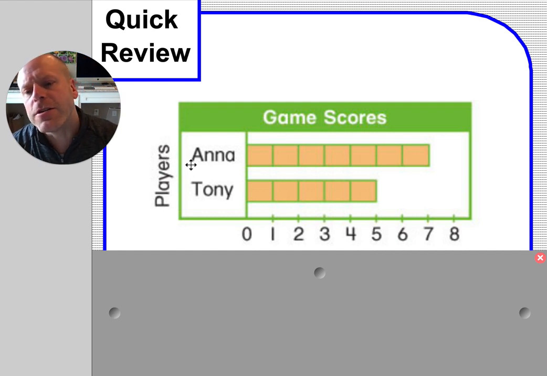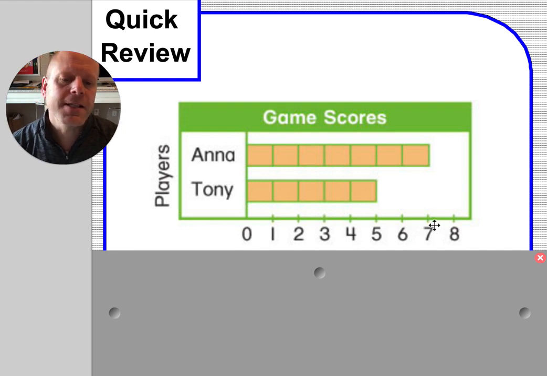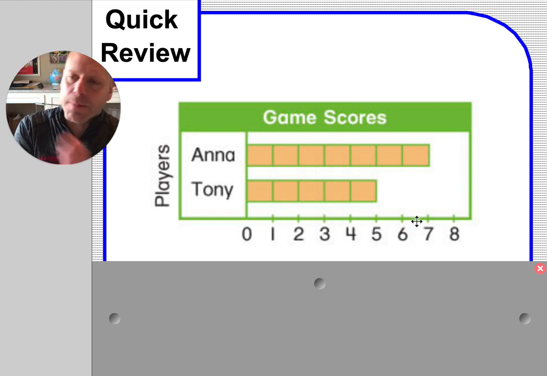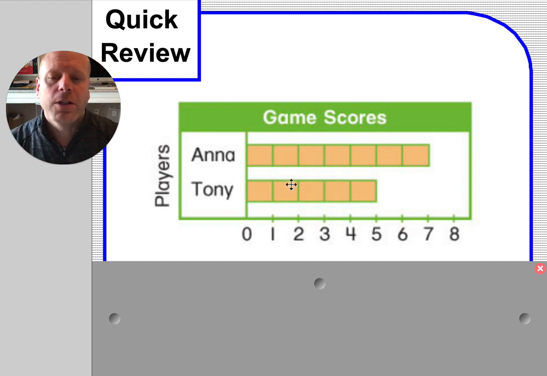The players are listed on this axis. This is called the y-axis over here. And this is the x. And down at the bottom here, they're not listing players. They're probably talking about the score, right? The score goes up as you hit the ball or as you kick the goal. So the more score, the bigger the bar.